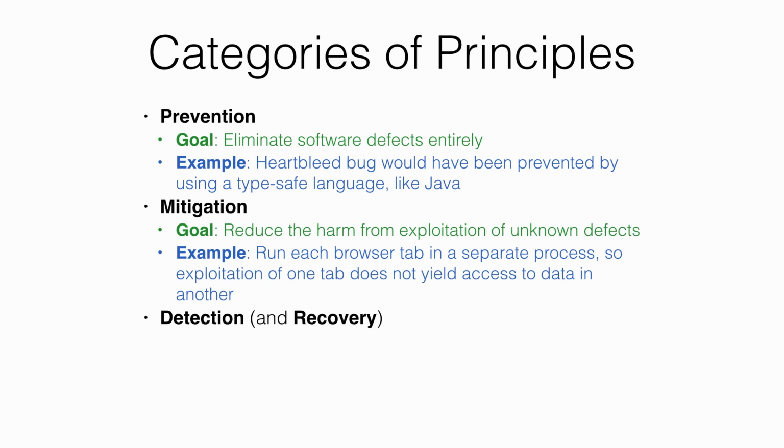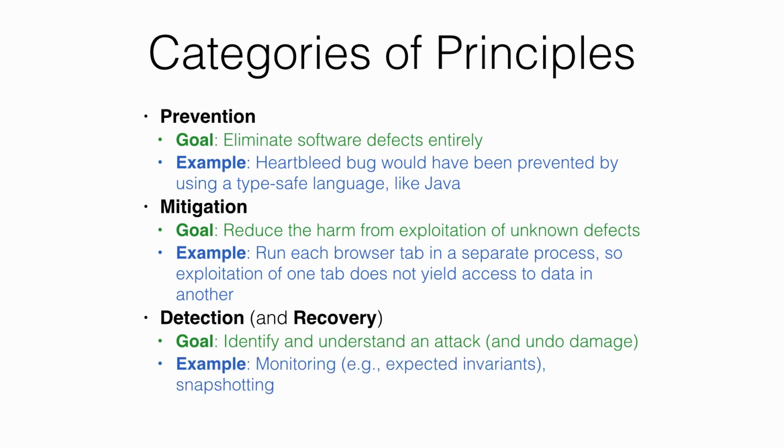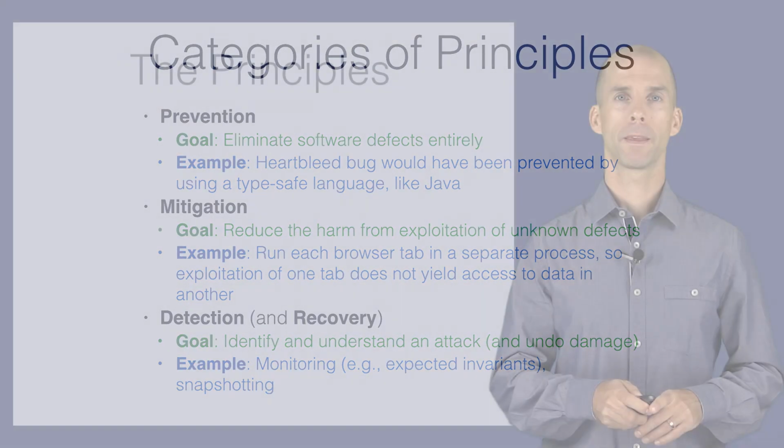The third category of principle is detection and recovery. The idea here is to identify and understand an attack, potentially undoing its damage if we're able to recover. As an example, we can perform monitoring of the execution of our program to try to decide whether an attack has taken place or might be in the process of taking place, and we could perform snapshotting of various stages of our software's execution in order to revert to a snapshot if we discover later that an attack has corrupted our system.